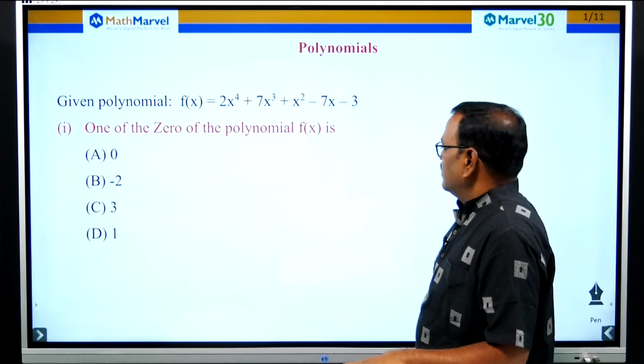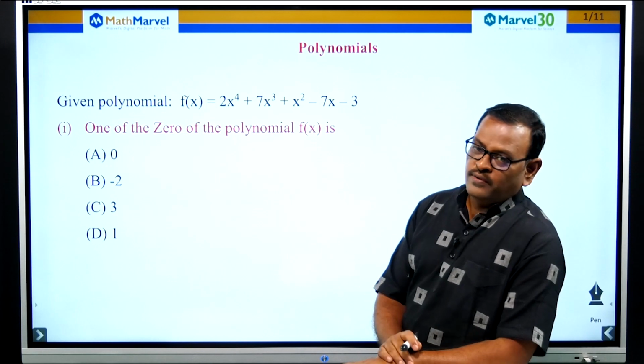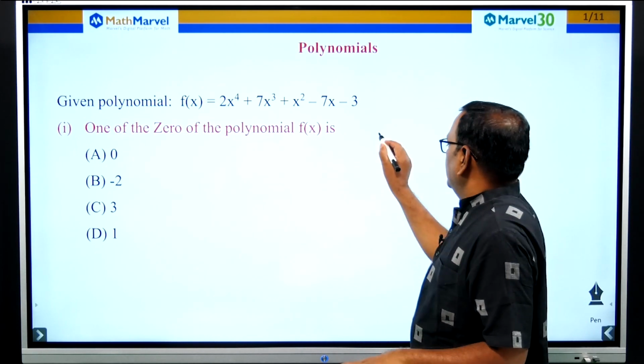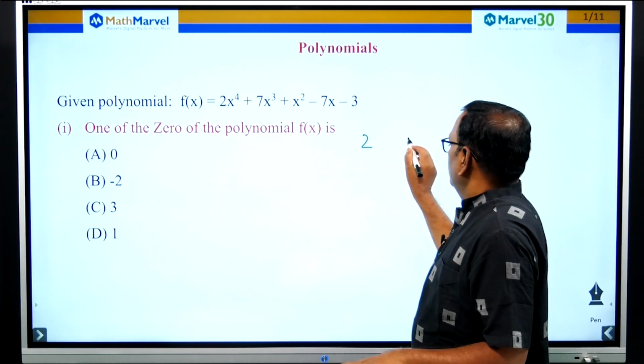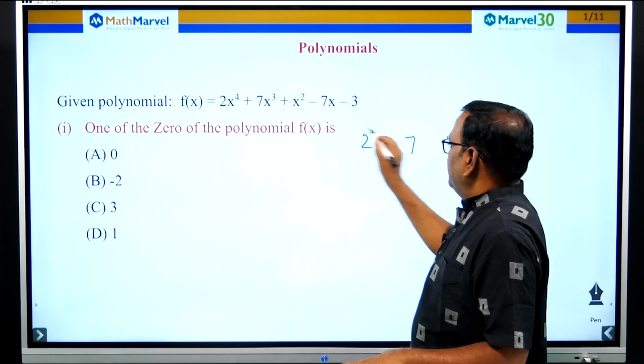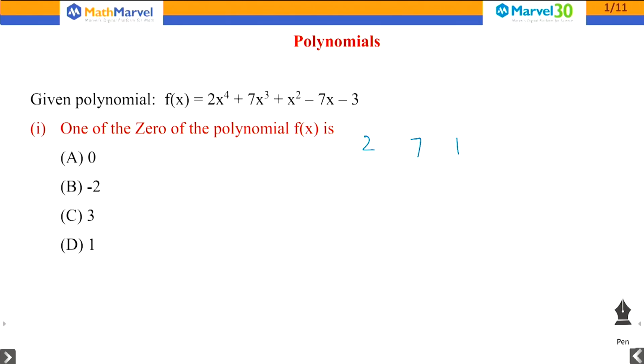First, using synthetic division, you know very well synthetic division, the coefficients: 2, 7, 1, minus 7, minus 3. Now, we can apply synthetic division only if you know one of the zeros of the polynomial. But if you know this technique, you can easily solve any polynomial of degree 3 or more.